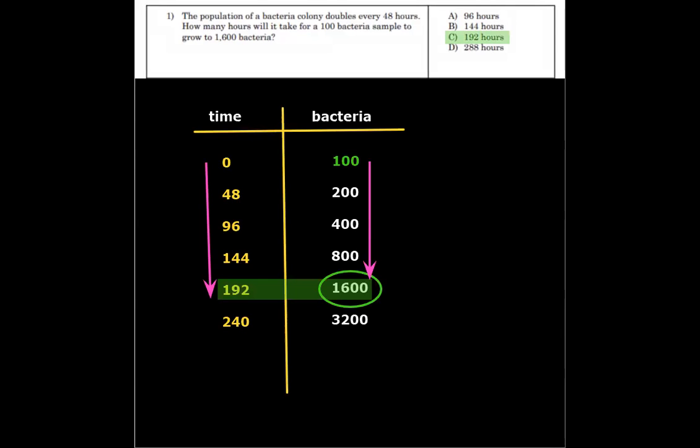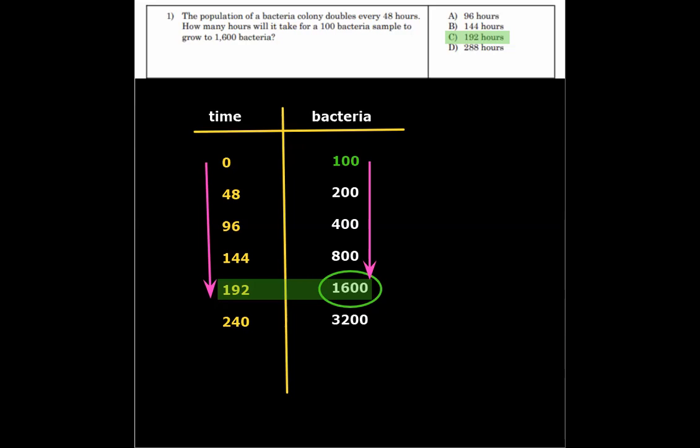To solve this problem, it is an exponential equation, doubling every 48 hours, but simply make a table. Starting at time 0, you have 100 bacteria, and then every 48 hours in the left column, write down the multiples of 48. The bacteria is doubling during that time period.